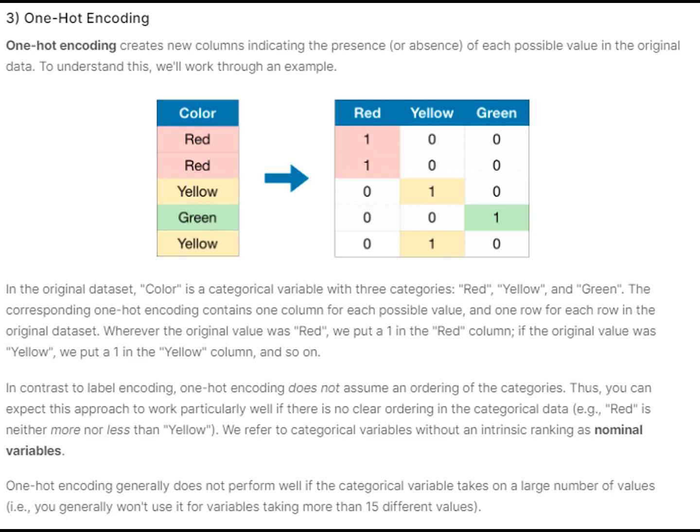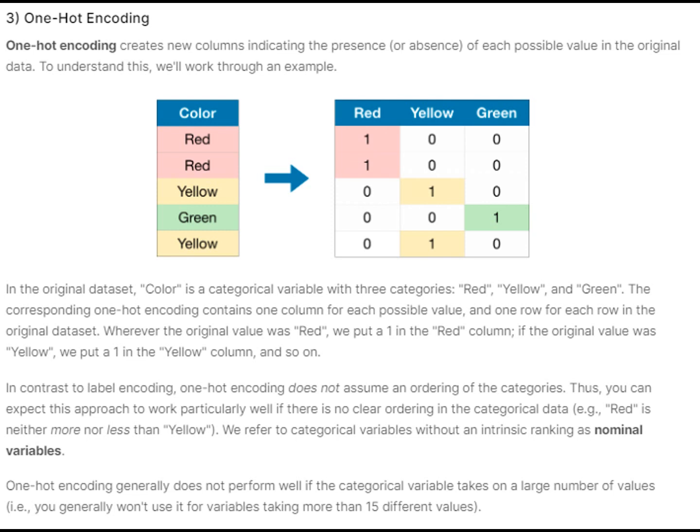Number three we have one-hot encoding. One-hot encoding creates new columns indicating the presence or absence of each possible value in the original data. In this example, color is a categorical variable with three categories: red, yellow and green. The corresponding one-hot encoding contains one column for each possible value and one row for each row in the original data set. Wherever the original value was red, we put a 1 in the red column. If the original value was yellow, we put a 1 in the yellow column, and so on.